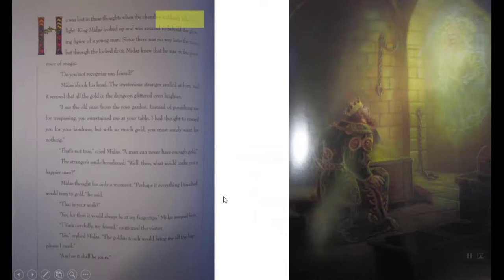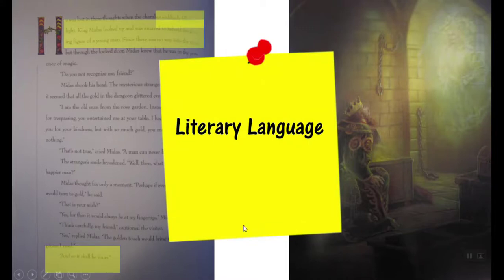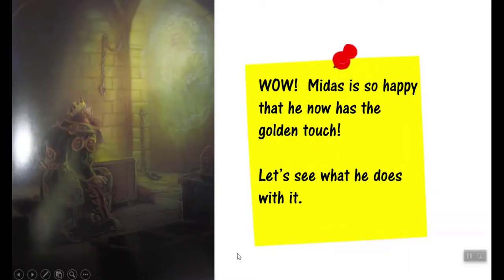You're looking at a phrase like "suddenly filled with light." And he looked up in amazement, and behold, the glorious figure of a young man, since there was no way in the room but through the locked door, the presence of his magic. "This, and it shall be yours." These are all examples of literary language. It's very rich, it's very descriptive. And then when he sees it, how happy he is that he sees the golden touch.